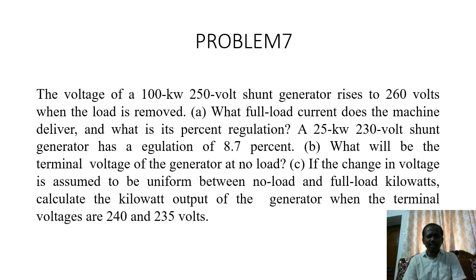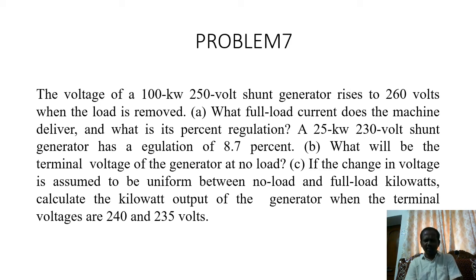The problem says a 100 kilowatt, 250 volt shunt generator rises to 260 volts when the load is removed. When the load is removed, the voltage rises to 260 volts. Then calculate the full load current. First of all, you can calculate the full load current that the machine delivers. What is its percentage regulation? You can calculate the percentage regulation also.